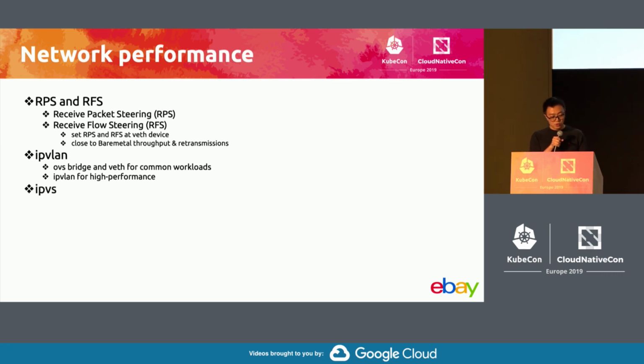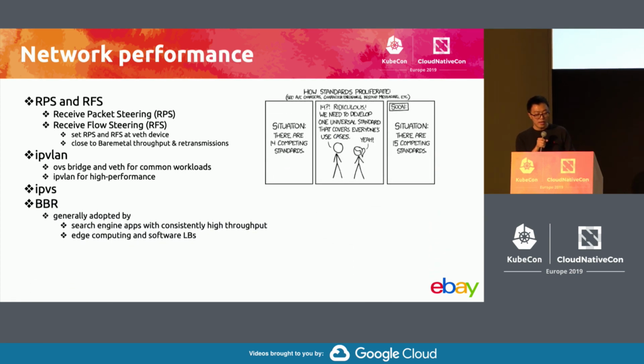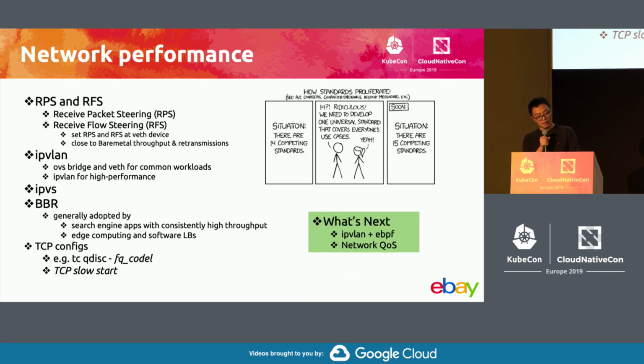And of course, we are trying kube-proxy with IPVS mode. And there's BBR that we are using for search engines and our edge computing. BBR is good for consistent rates, so consider it if you have such a use case. And then the last one is the TCP configs. We do some traffic control, FQ, and TCP slow start. I won't go further into that because we don't have enough time left. But we do want to do IPVLAN and eBPF, and we are actively thinking about solutions for network QoS.